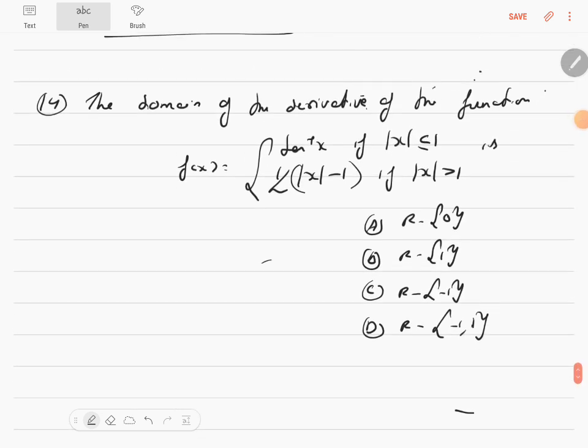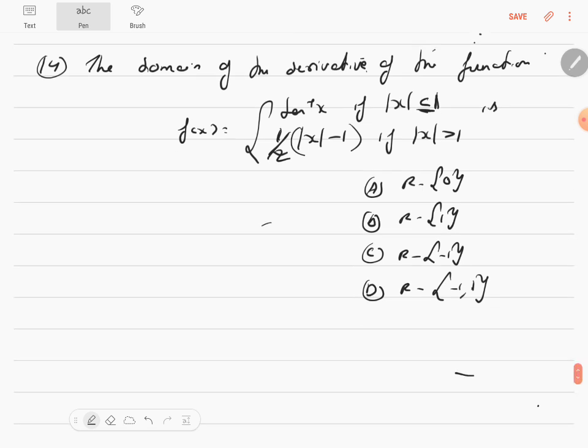The domain of the derivative of the function f of x is equal to tan inverse of x if mod x is lesser than or equal to 1, and half of mod of x minus 1 if mod x is greater than 1. The four options have been given. So let's redefine these functions, because when they say mod x is lesser than or equal to 1, it means x can lie between minus 1 and plus 1.